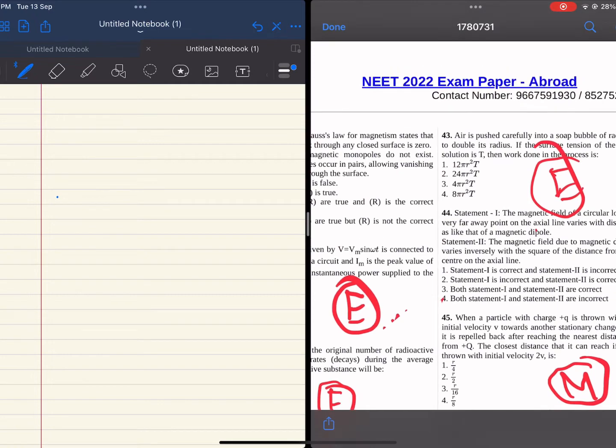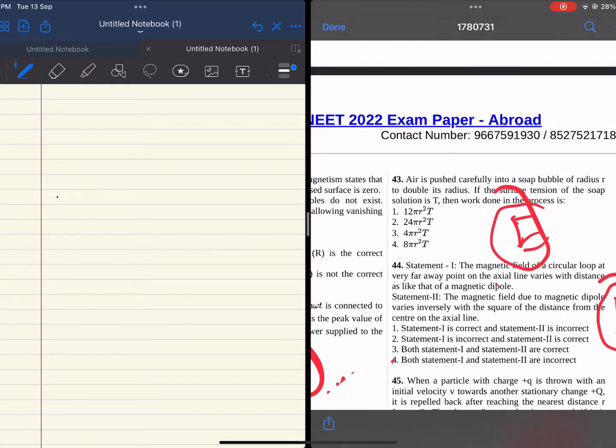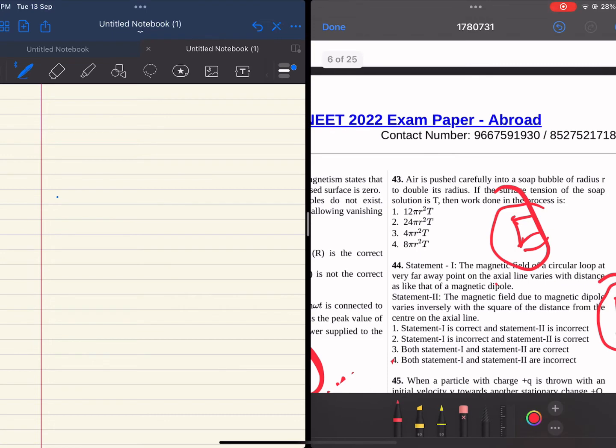43rd one. Air is pushed carefully into a soap bubble of radius r to double its radius. If the surface tension of the soap solution is T, what is the work done in the process? Work done in the process is nothing but the gain in surface energy if done very, very slowly. Okay, if it is done slowly, we'll assume that. So work done in the process is the gain in surface energy. And we know the change in surface energy is equal to tension into change in area.